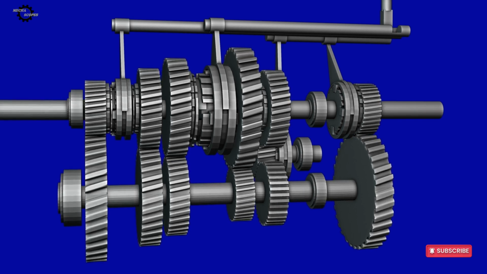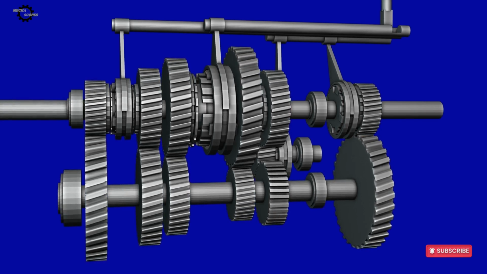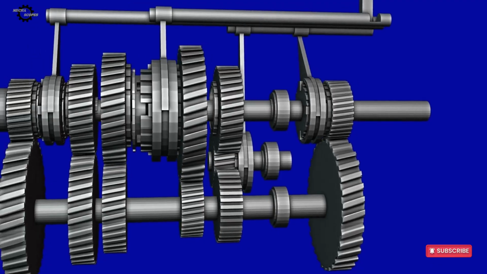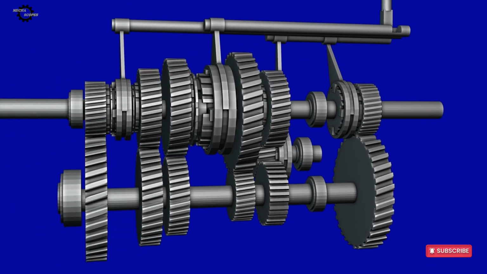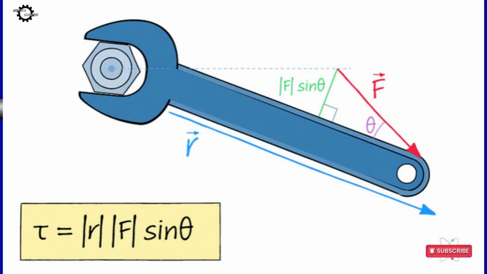Now that we've seen how the gears are arranged inside the transmission, an important question arises. What makes them different and of great use? The answer lies in something called torque. Torque is a twisting force that causes an object to rotate around a pivot. To understand how this works, let's take a closer look at torque and how gears influence it.